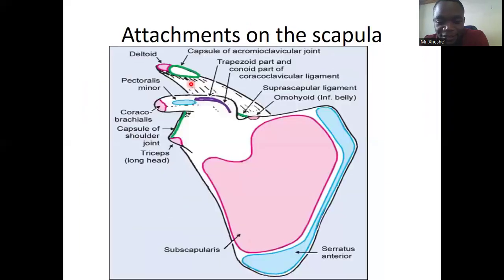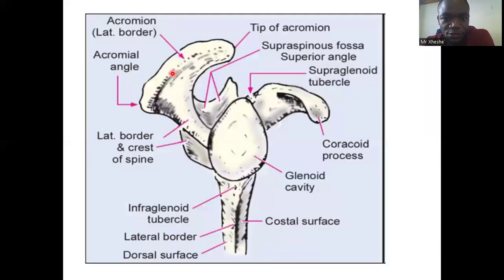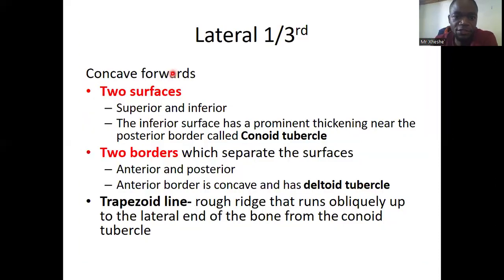When it comes to the scapula, the clavicle makes a joint with the part of the scapula known as the acromion process. This one here, that's the acromion process. Let me show you nicely. I need a good picture of the scapula.